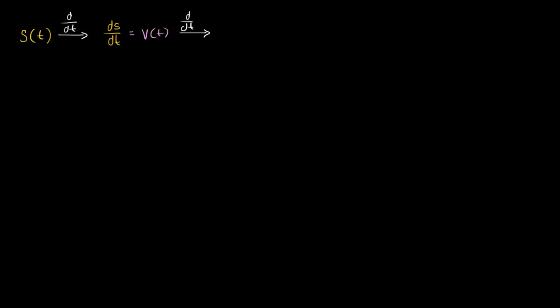Well, we can write this as dv dt, the rate at which velocity is changing with respect to time. And what's another word for that? Well, that's also called acceleration. This is going to be our acceleration as a function of time. So you start with the position as a function of time, take its derivative with respect to time, you get velocity. Take that derivative with respect to time, you get acceleration.